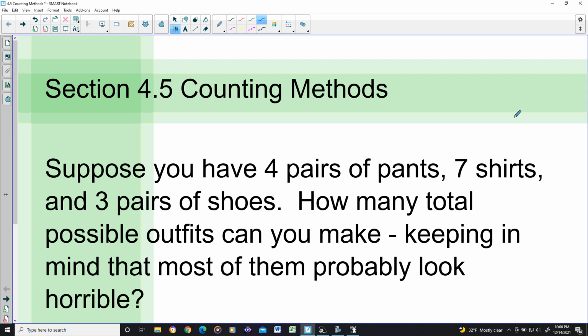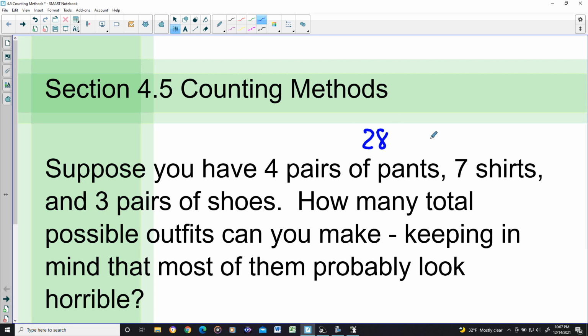Okay, so let's start off with a simple example. Suppose you have 4 pairs of pants, 7 shirts, and 3 pairs of shoes. How many outfits could you make? Keeping in mind that most of them probably look pretty horrible. Well, let's see, for every pair of pants, you can match one of 7 shirts, right? So if you were to make a chart, you'd have 4 pairs of pants, and then for each pants, you'd have 7 shirts. So if you make a chart, it looks like you're going to have a nice little rectangle. So that would be 4 times 7, and so that's 28. So you have 28 pairs of pants matching with shirts.